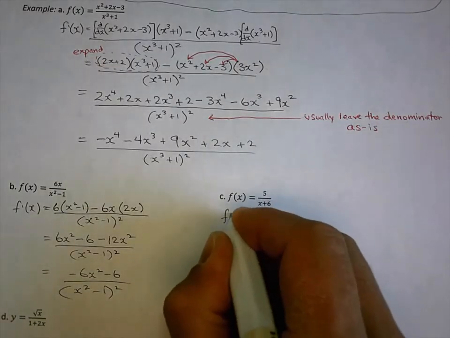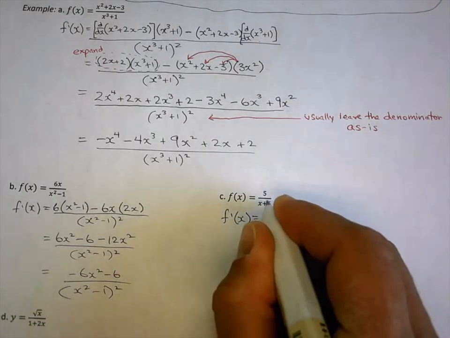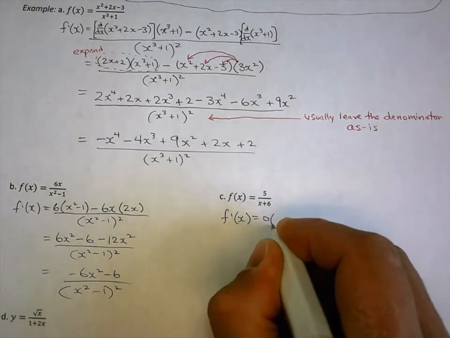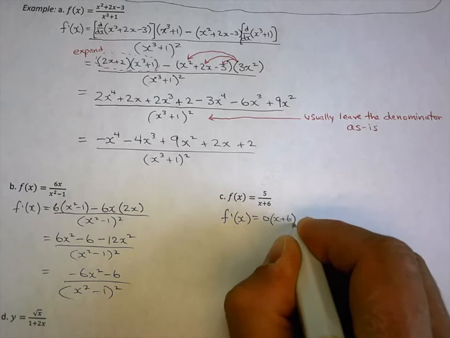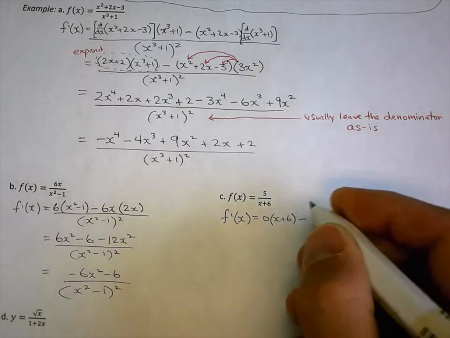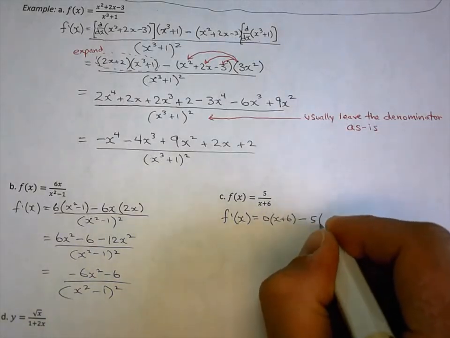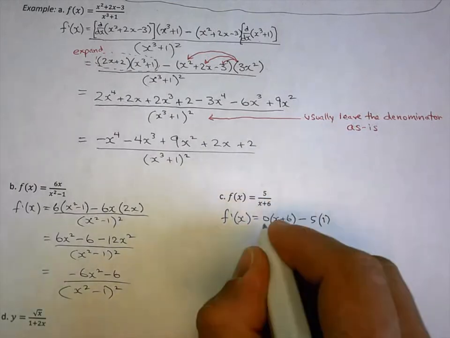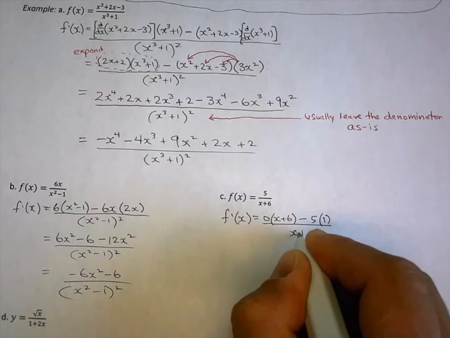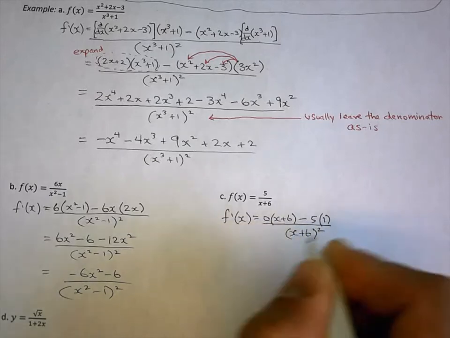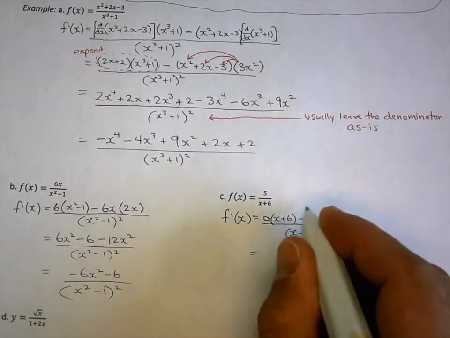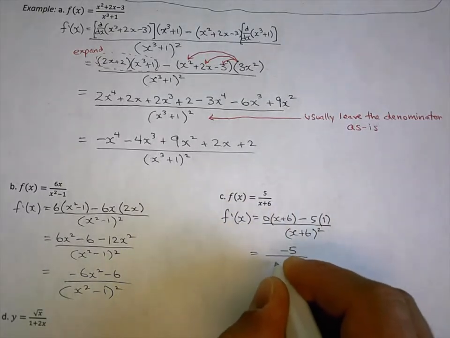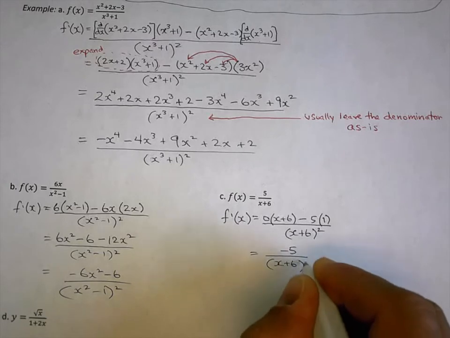So I have f prime is equal to the derivative of the top, well, the derivative of 5 is just 0, times the bottom, which is x plus 6, minus the top, 5, times the derivative of x plus 6, which is, well, derivative of x is just 1, all over the denominator squared. That leaves me, this cancels out because it's 0, so I end up with negative 5 over x plus 6 squared.